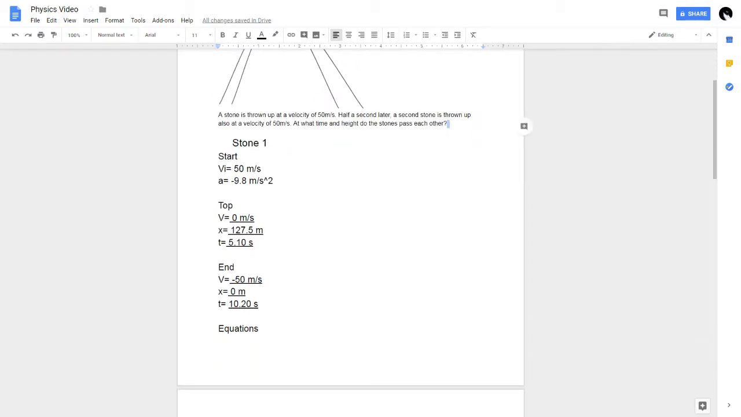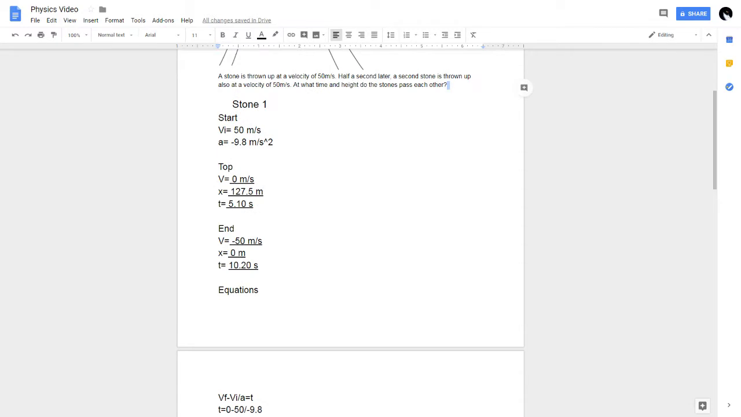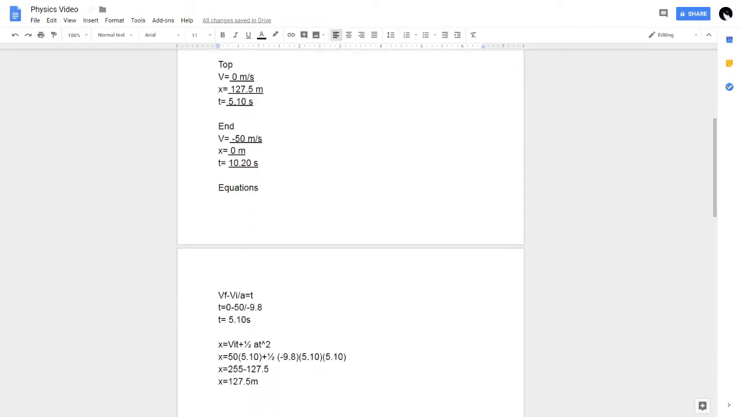So with this question, we know that the initial velocity is 50 meters per second, and we also know that the acceleration is gravity, so it's just negative 9.8 meters per second squared. We also know that the velocity at the top is 0 meters per second, and the displacement at the end is 0 meters for this curve. So for the rest of the numbers, we're going to have to do math to figure this out.